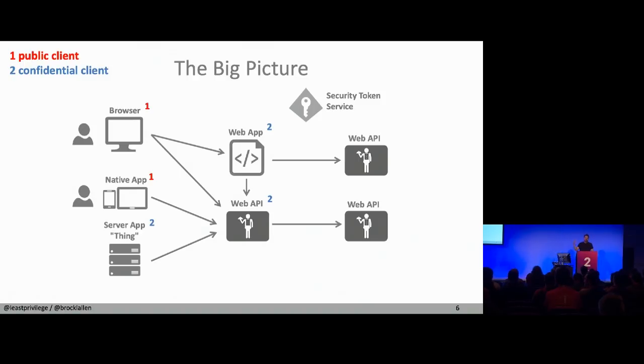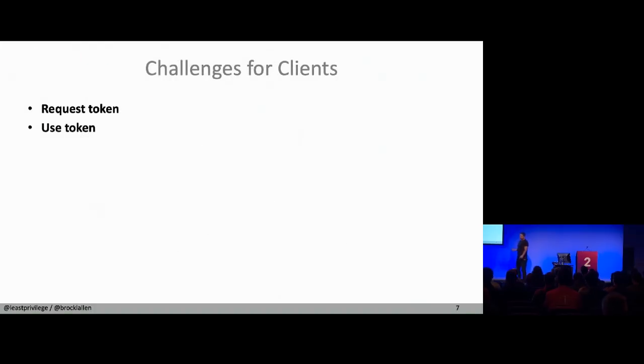And depending on what type of client you're writing, there are different approaches here. So we're going to start with confidential ones because they are the easier ones, to be honest. And then we're going to move on to public clients. So in a nutshell, writing a client always means this: you request a token, you use the token, right? That's what you do when you're building a client for a token-based system.